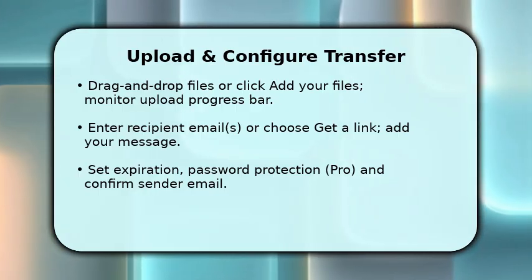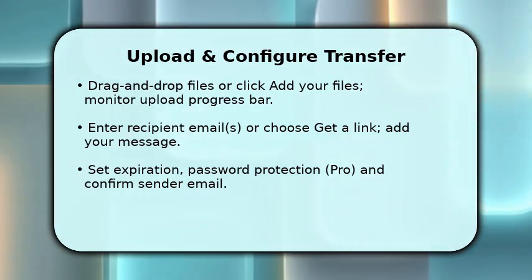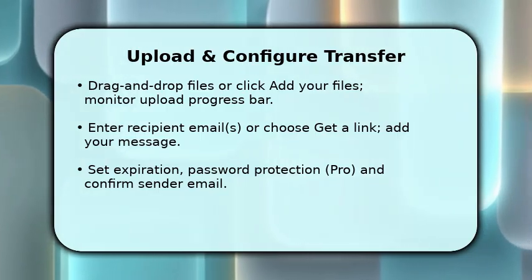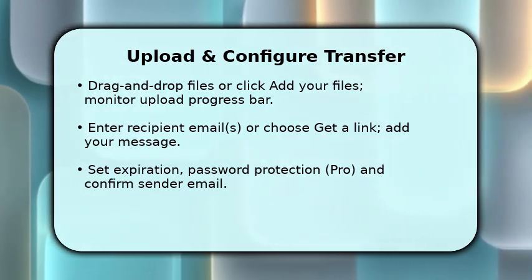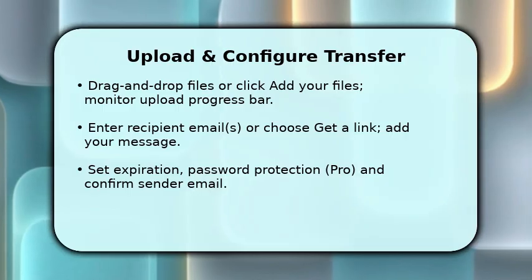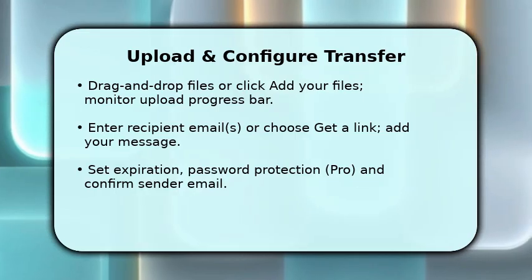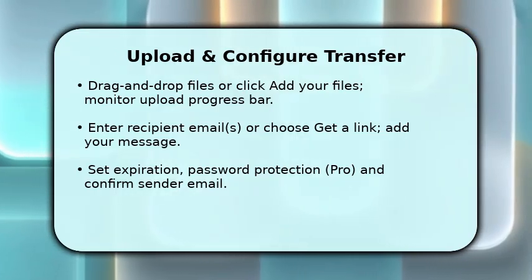Next, enter recipient email addresses or select Get a Link if you prefer sharing manually. Include a short message so recipients know what they are receiving. Make sure your sender email is correct. Otherwise, recipients can't reply. If you have Pro, set a password and custom expiration to control access and security.